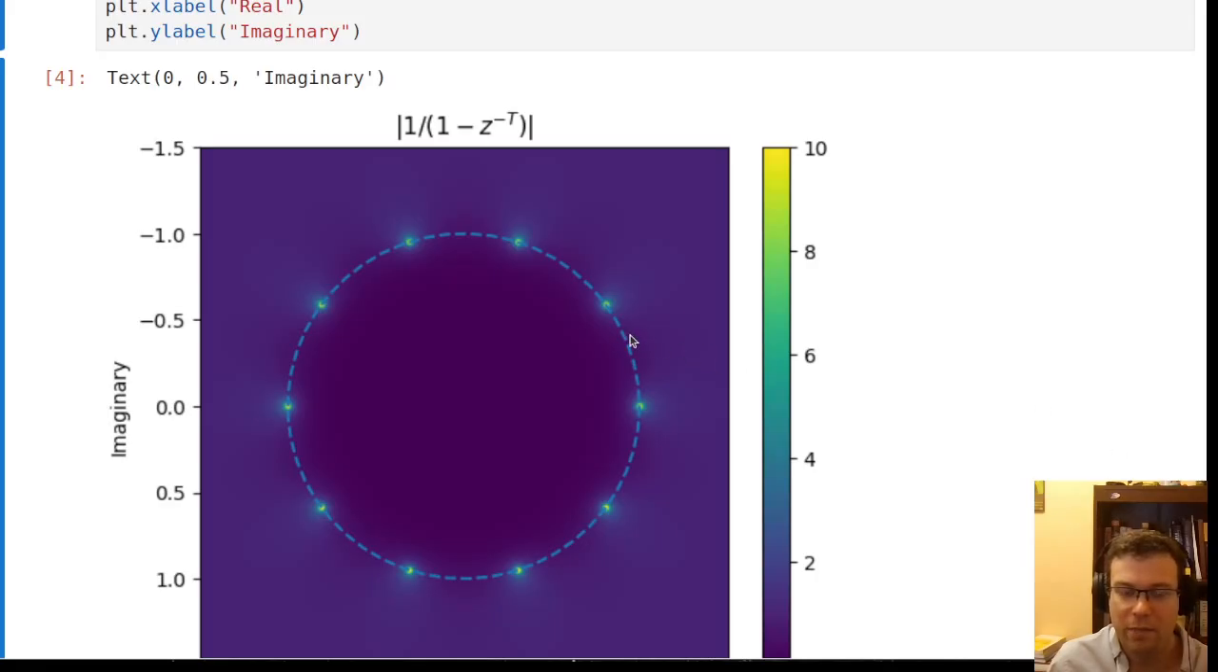So if I make z be e to the j omega, then I'm somewhere on this unit circle that I'm depicting here, right? So this is where we'd actually care about. And what I can see here, there are points on the unit circle where this magnitude blows up to a huge value. Really infinity, although I capped it at 10 here.